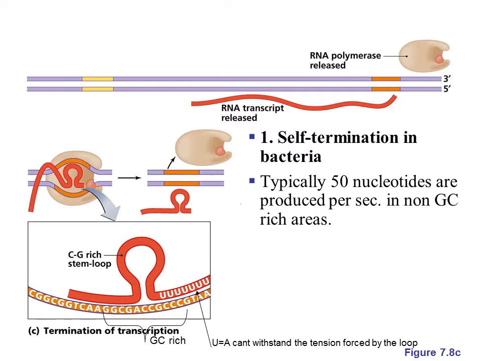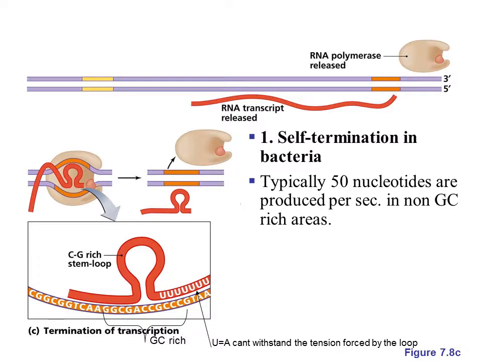Now we have elongated the message. Now we're going to stop. We're going to terminate the message. We are going to discuss two methods of terminating the sequence. The first one was first seen in bacteria. It is called self-termination. Typically, 50 nucleotides are produced per second. This is standard in non-GC rich areas.